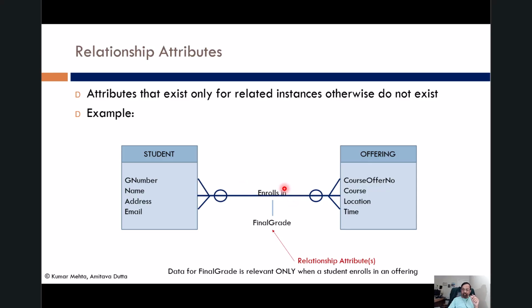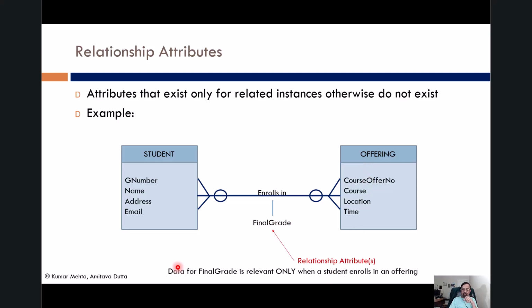But this relationship called enrolls doesn't just tell us that a student is taking various offerings. It can have properties associated with it. For example, take this property called final grade. It's an attribute, a grade A, B, C, D, whatever the grade might be. But just think about it. A grade is not a property of a student. A grade is not a property of an offering. It is a property of the combination of student and offering, meaning it's a property of the relationship between student and offering. So a student enrolls in a particular offering and gets a final grade in that offering.